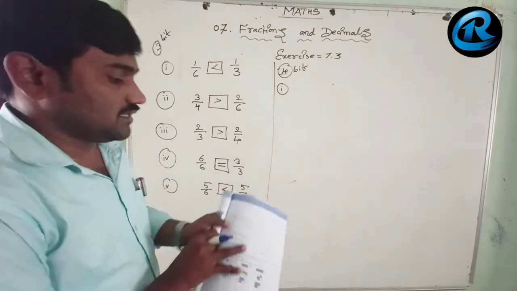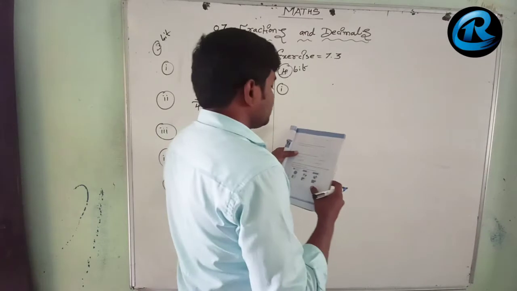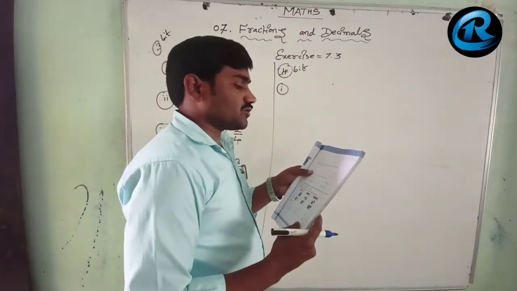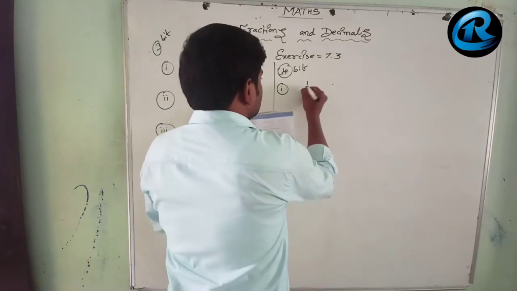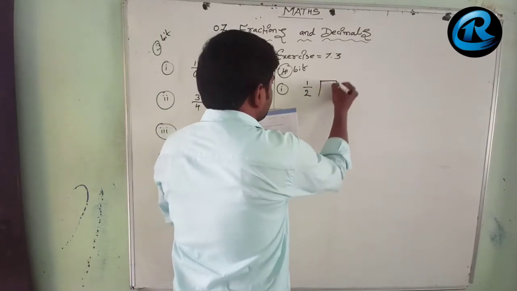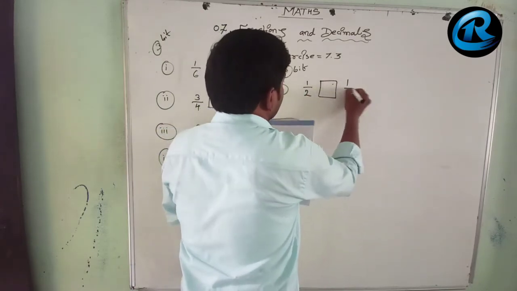So that is the third question. Fill with the appropriate symbol: less than, greater than, or equal symbol. We have to put it here. The first question is 1 by 2, box, 1 by 5.